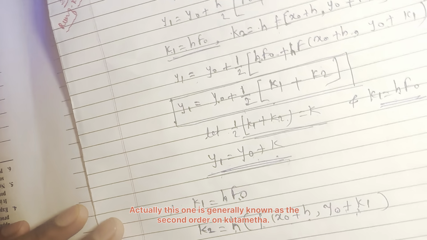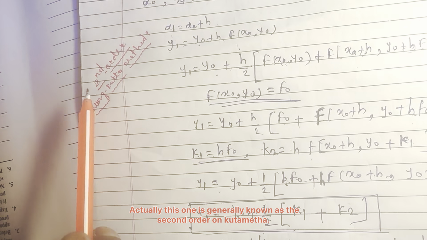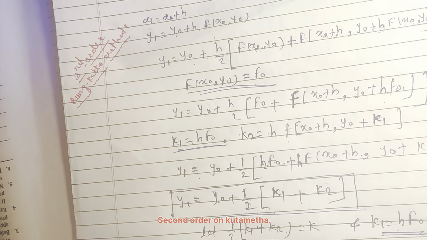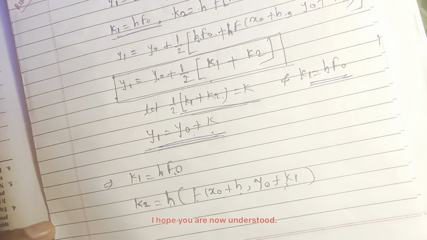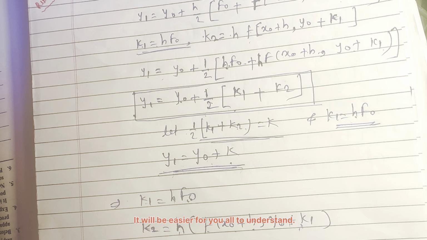Actually, this one is generally known as the second order Runge method. I hope you all have understood, guys. It's not that difficult. We go for some examples, which will make it easier for you all to understand. Once we solve some examples, the concept will be crystal clear.